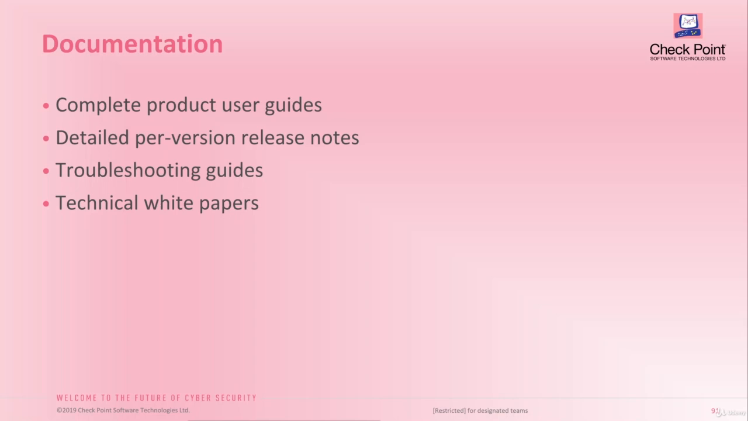Troubleshooting guides. If you see this issue with, say, a VPN deployment, here's a flowchart to follow to identify the source of the issue, the cause of the issue, and correct it. Plus technical white papers that go into, for instance, how stateful inspection works, how you can tune the performance of your security gateways, how this component of the management server works.